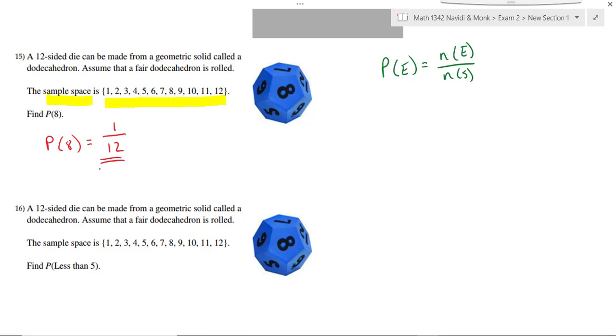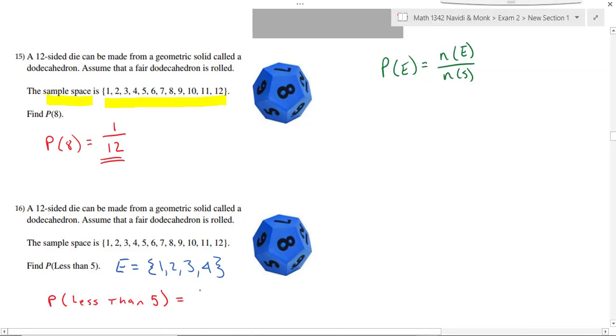Number 16, a 12-sided die can be made. Okay, we've got the same 12-sided die. I'm not going to read that again. Now we're asked to find the probability that we roll a number less than 5. Our event is we roll a number less than 5. What are the elements in the event? 1, 2, 3, 4. These are the 4 numbers on the die that are less than 5. So to get the probability, I take the number of elements in my event divided by the number of elements in the sample space, and then I need to reduce that fraction.